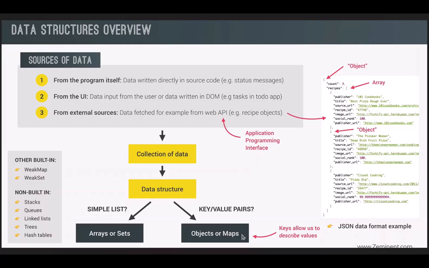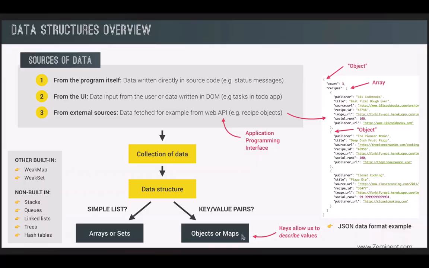It is not that hard. The first question is whether we just need a simple list of values. If so, then we are going to use an array or a set. But on the other hand, if we need key-value pairs, then we are going to need an object or a map. So the big difference here is that with key-value pairs we have a way of describing the values by using the key. On the other hand, in a list like an array or a set, we simply have the values without any description.